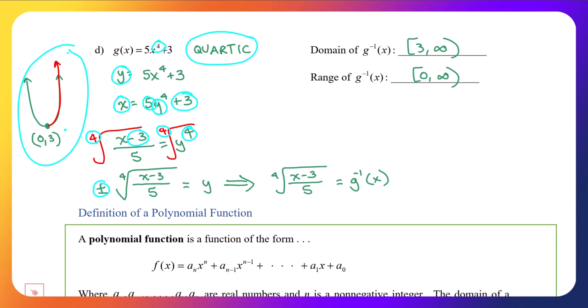So it's going to have a vertex, you might say, of 0, 3. So the domain for this would be 0 to infinity, but that becomes the range for the inverse. And the range for this is 3 to infinity. That becomes the domain of the inverse.